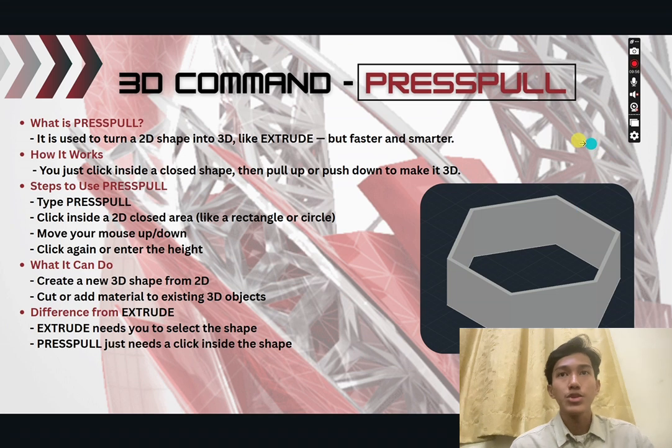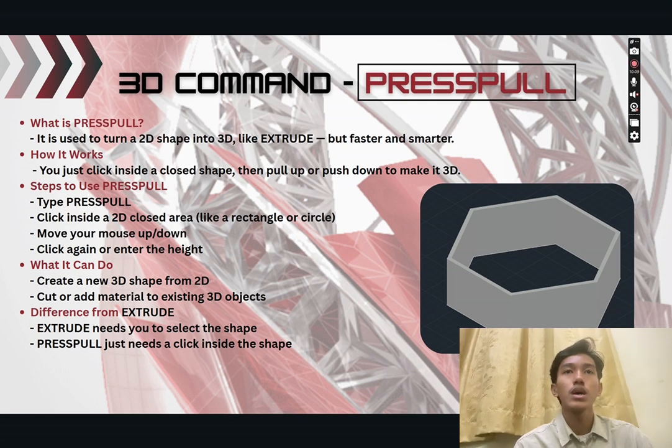So number 2 is presspull. It is used to turn 2D shapes into 3D like extrude but faster and smarter. You just click inside a closed shape, then pull up or push down to make it 3D. So the steps: type presspull, then click inside a 2D closed area like a rectangle or circle. Move your mouse up or down. Click again or enter the height.